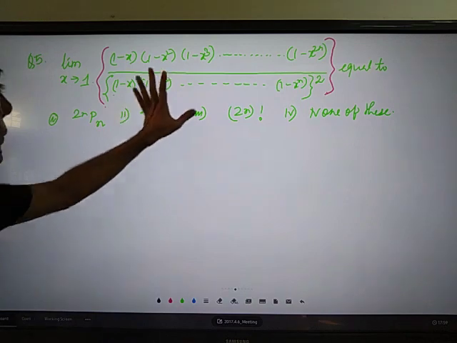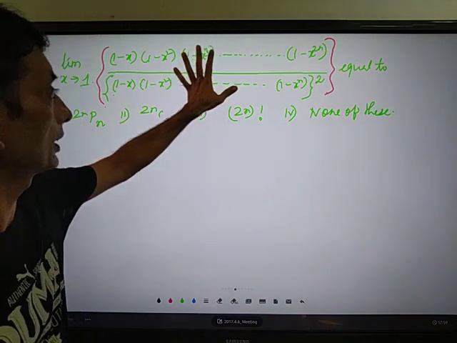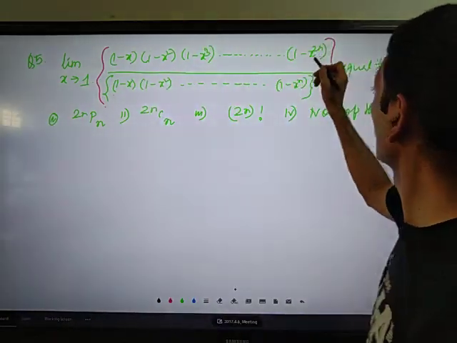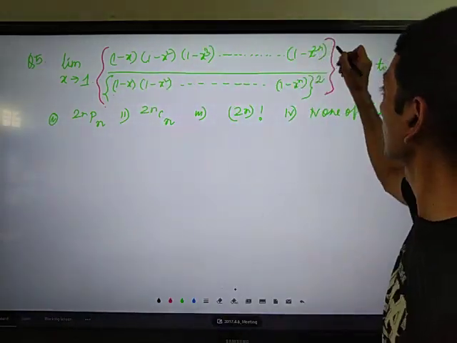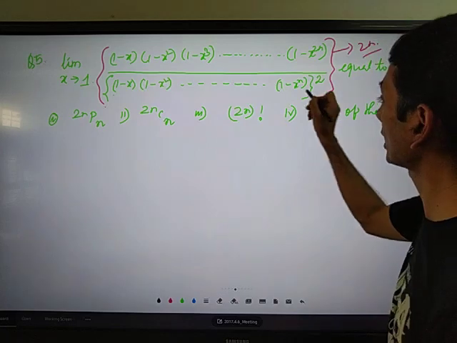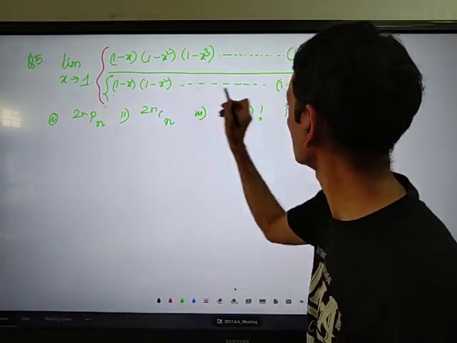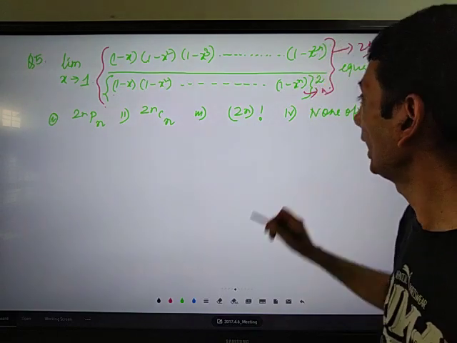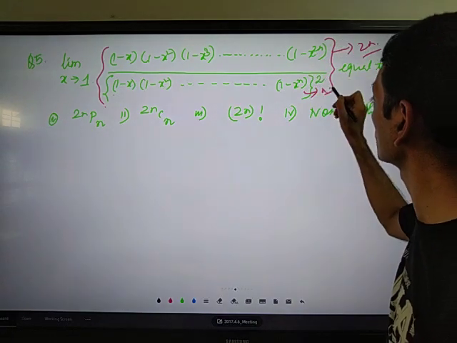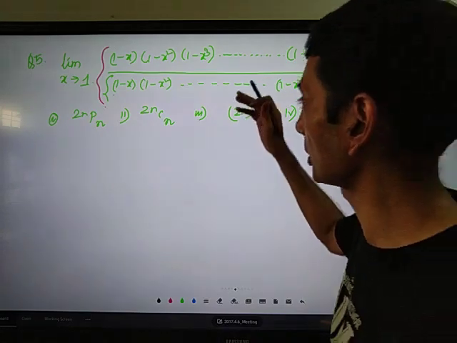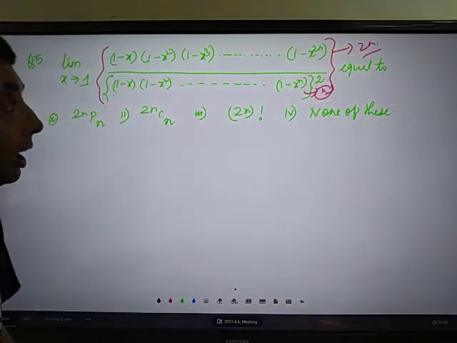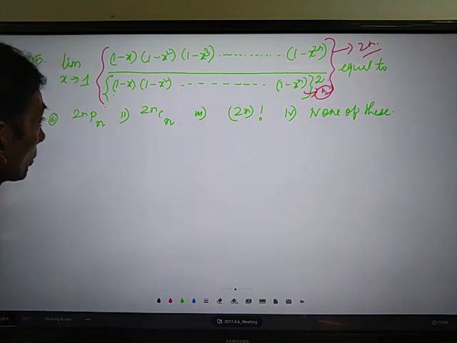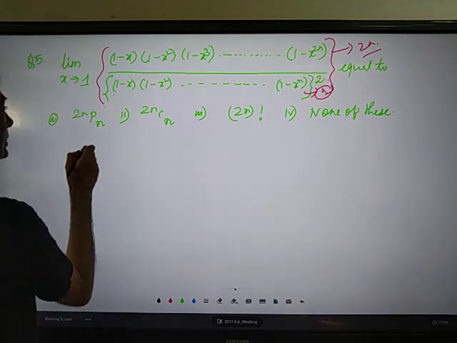Okay, and if you observe these expressions carefully, how many terms are there in the numerator? From 1 minus x to 1 minus x to the power twice n, here twice n terms are there, right? Here how many terms are there? From 1 minus x to 1 minus x to the power n, here n terms are there, but square is there. So here also twice n terms are there. So the number of terms in both the numerator and denominator are exactly the same. Okay. Now we'll just start the sum like that.